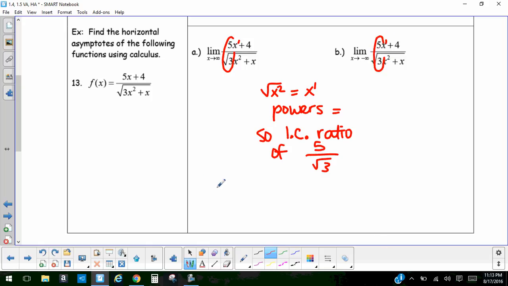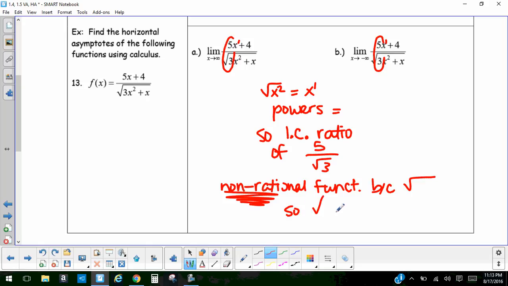Okay, this is a non-rational function. And this is the first one that we've seen so far. You'll see many more of them. But this is not like math analysis. It's non-rational because of the square root. You didn't do horizontal asymptotes for examples like this, I don't think. So we have to pay close attention that we're going to check both limits. I might get different answers.